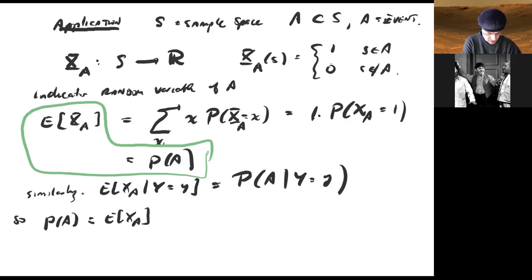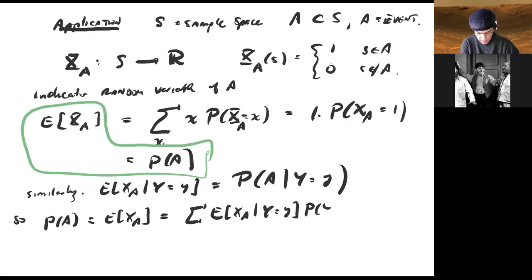But the expected value of x sub A we saw was the sum, at least in the discrete case (it would be an integral in the continuous case), of the expected value of x sub A conditioned to y equals y times the probability that y equals y. So that's what you get. That's the sum, and you're summing over y.